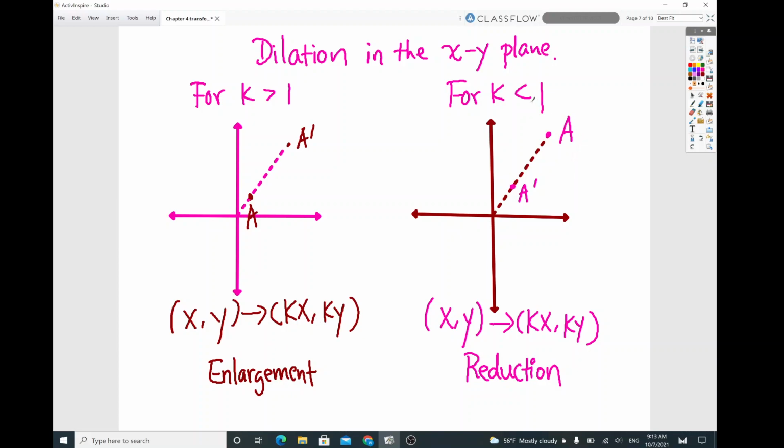And then if k is less than 1, basically it's the same formula, but k is a fraction. So this one is going to be considered a reduction. So I should put in that k is less than 1 and also greater than 0. It's a fraction. So it's going to be shrinking, a reduction.